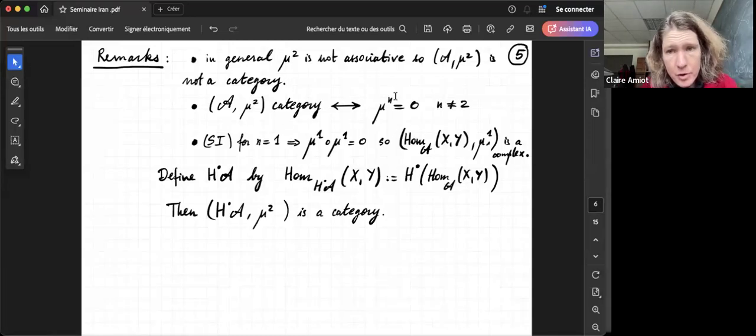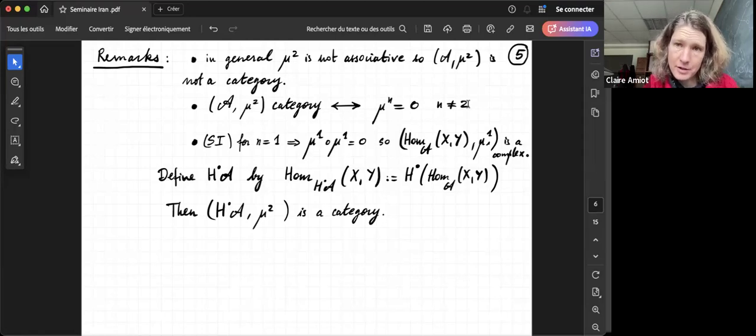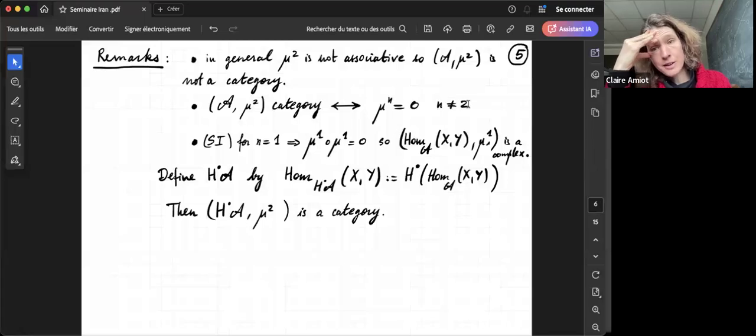However, if you assume that all your higher compositions are zero except for n equal 2, then the Stasheff identities tell you exactly that mu2 is associative. So then you get a category. It means that any k-linear graded category is an A infinity category. But the converse is not true.